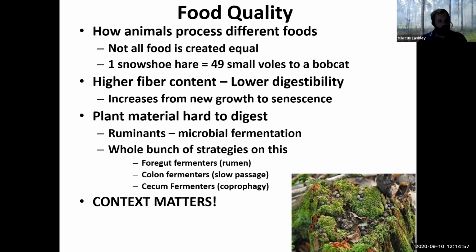So for predators, it's not as important. They're really talking about quantity and not quality, and that's because if you're a predator of mammals, most mammals are pretty equal in terms of their nutritional demand. It's just a matter of how much of that you can intake, and you can see that the snowshoe hare, for instance, equals 49 voles approximately for a bobcat. So they probably would rather eat that snowshoe hare if they can catch it. But that's another thing that plays a critical role in this.